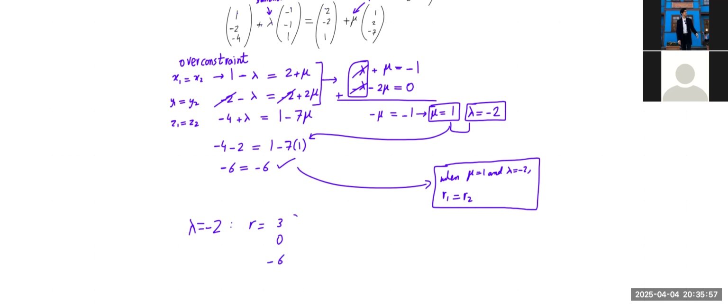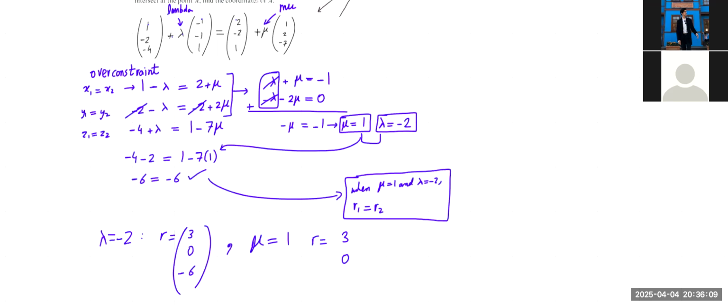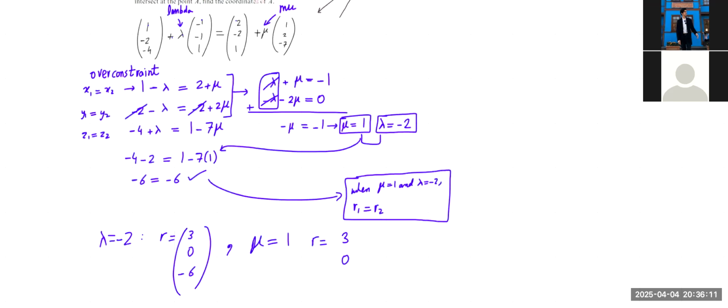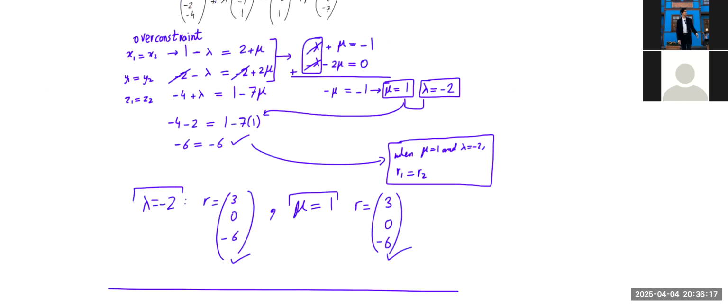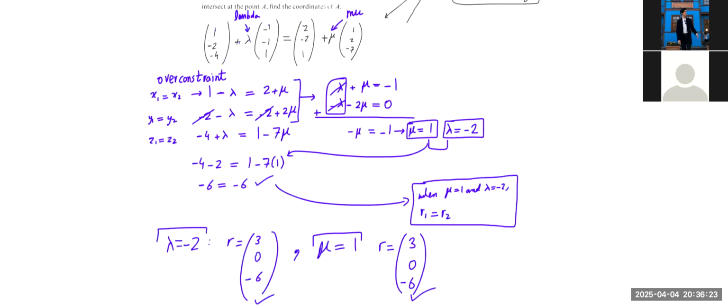And just to show you that it's indeed the same, I'll plug in mu equals 1 into the second equation, which tells me from the second vector equation, r will be 2 plus 1, minus 2 plus 2, and 1 minus 7 is -6. See, the r values are the exact same for this pair of lambda and mu. And that is how you can find out whether two vector equations ever intersect and where they intersect if they do.